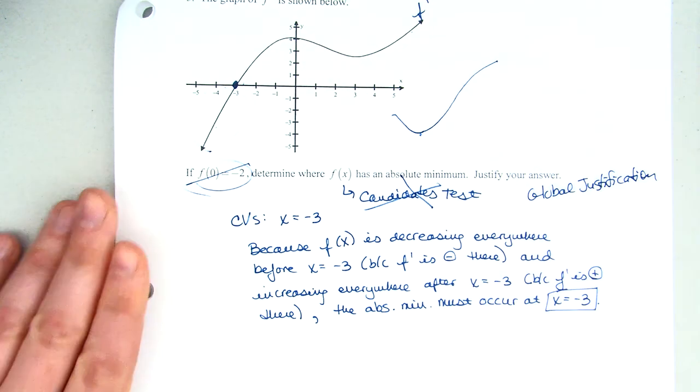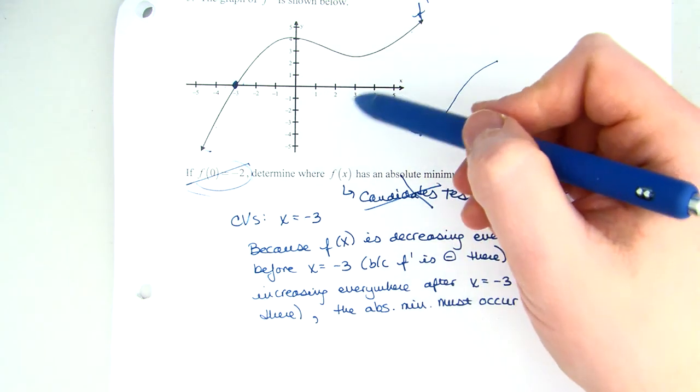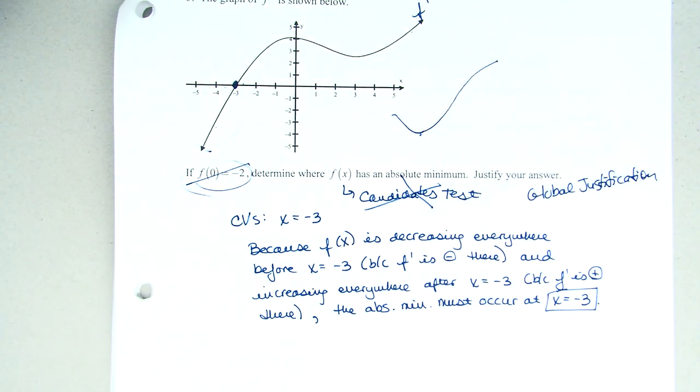You would not have been able to do this if there was another critical value somewhere else, and then you started changing from increasing to decreasing or something like that, then you wouldn't have been able to use this rationale. So hopefully it would have been something that you could have used candidate's test on. And on the AP exam, it would have been.